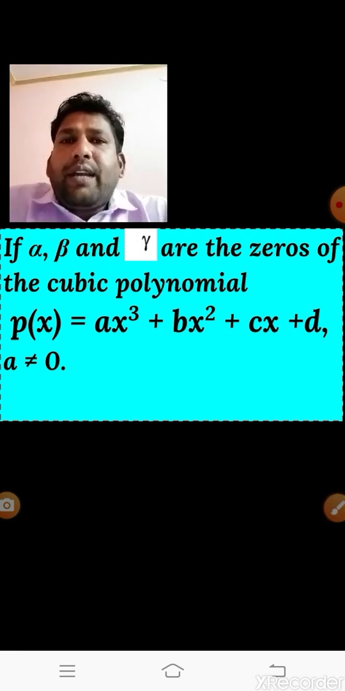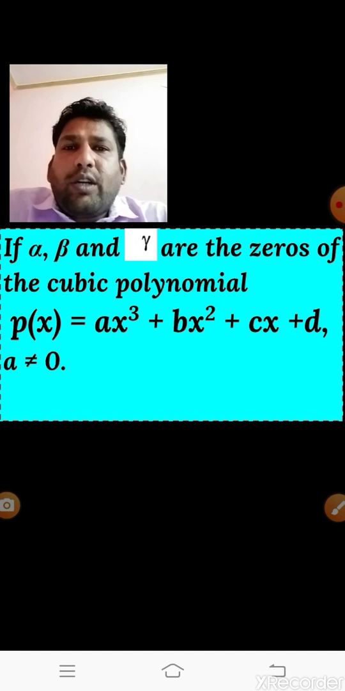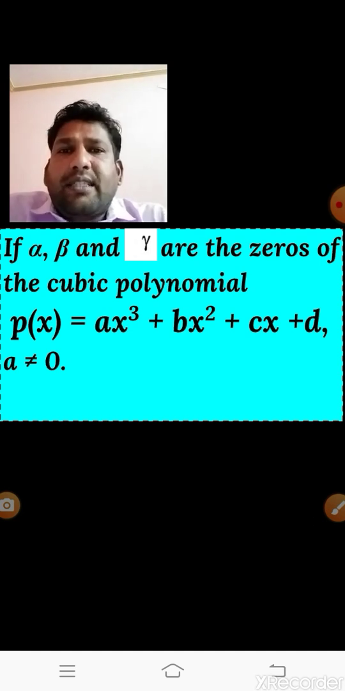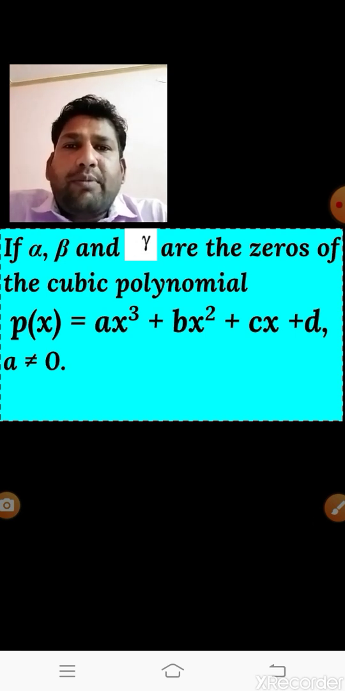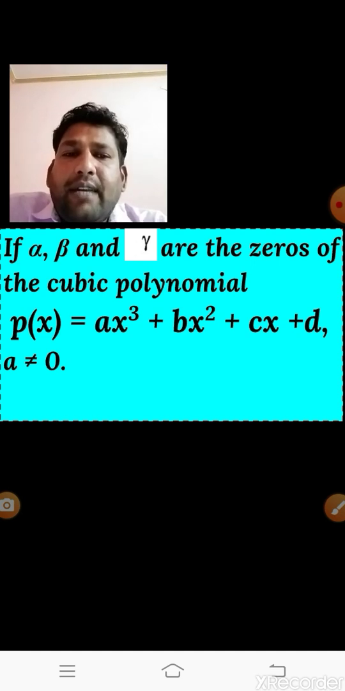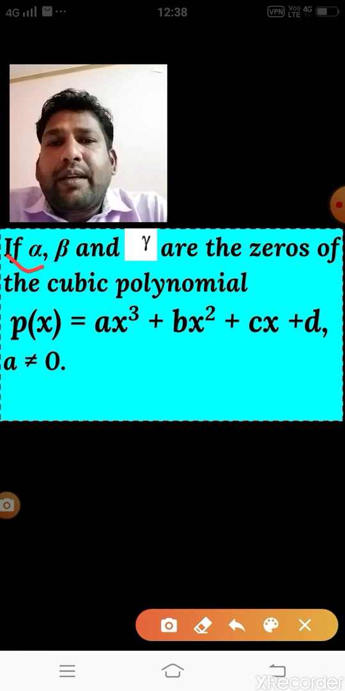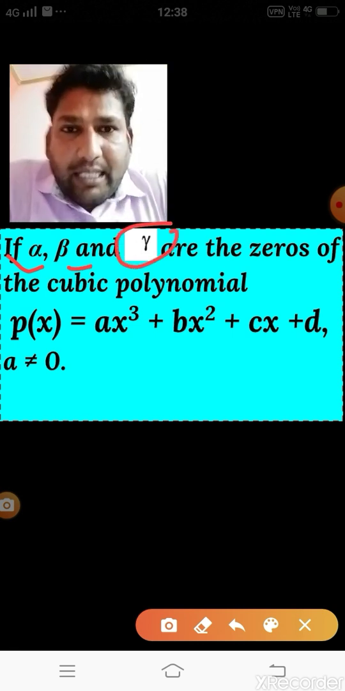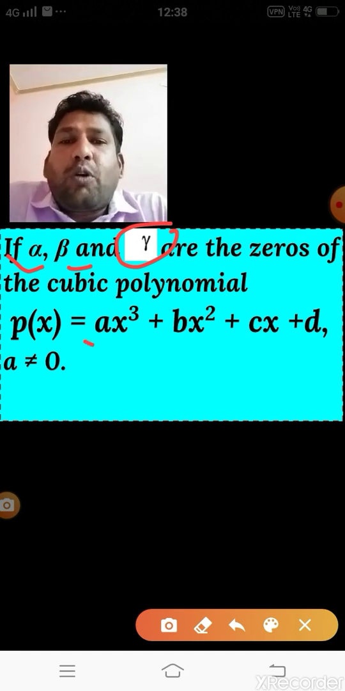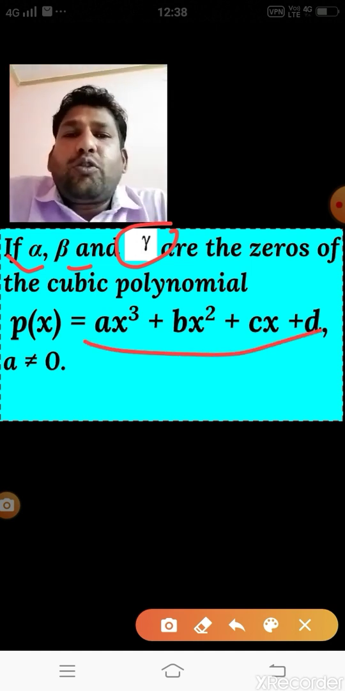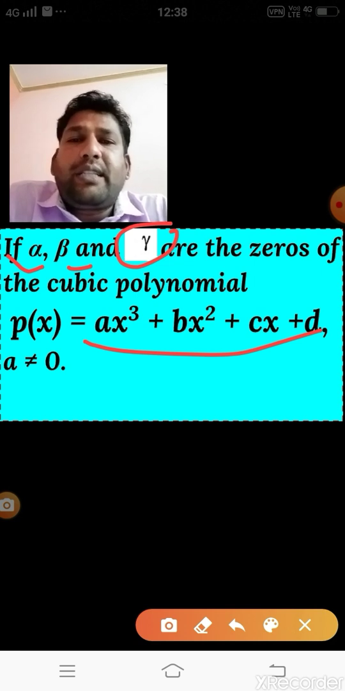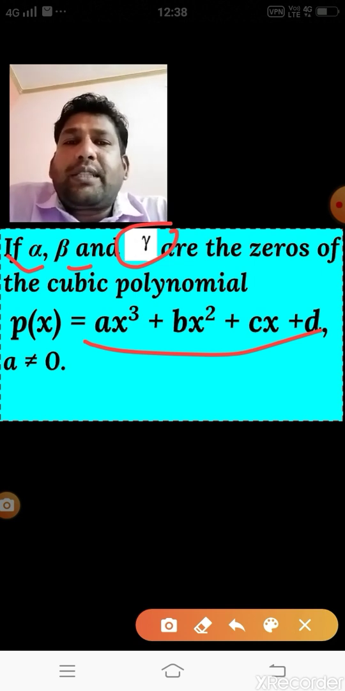Then if we are getting a cubic polynomial, it means that it has three zeros, because in the earlier presentation we have gone through the concept that a cubic polynomial intersects the x-axis at 3 points. It means that we are getting three zeros for a cubic polynomial. Here I am taking the zeros as alpha, beta and gamma, and the cubic polynomial I am taking as ax cube plus bx square plus cx plus d, the standard cubic polynomial.